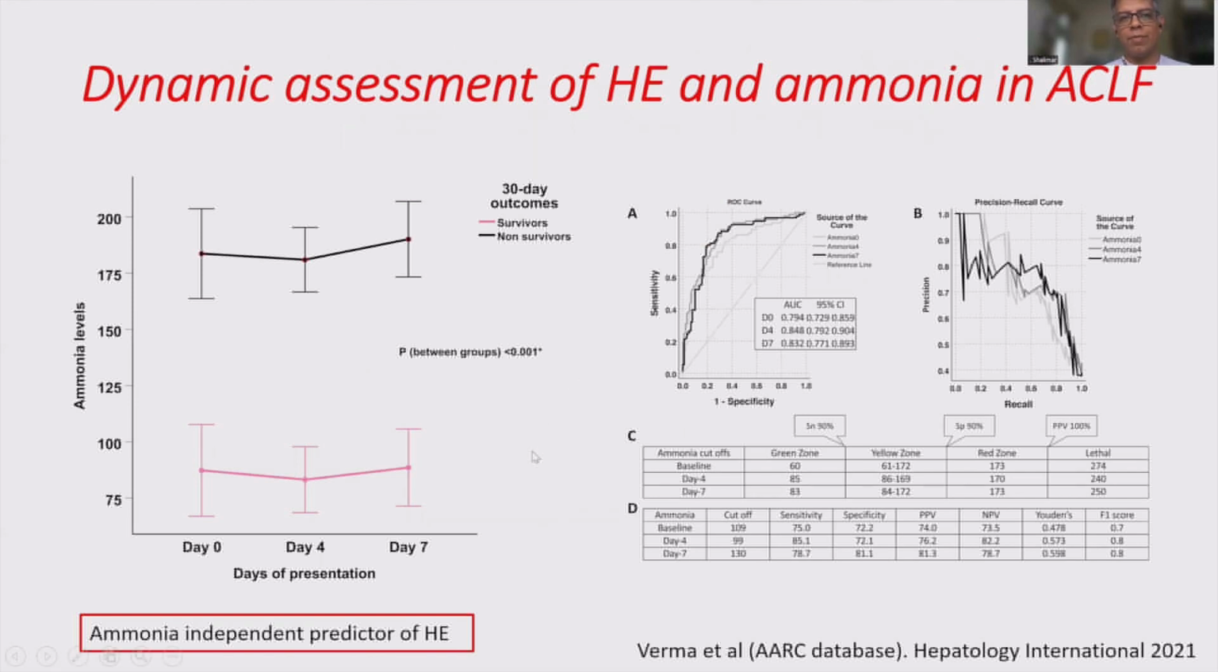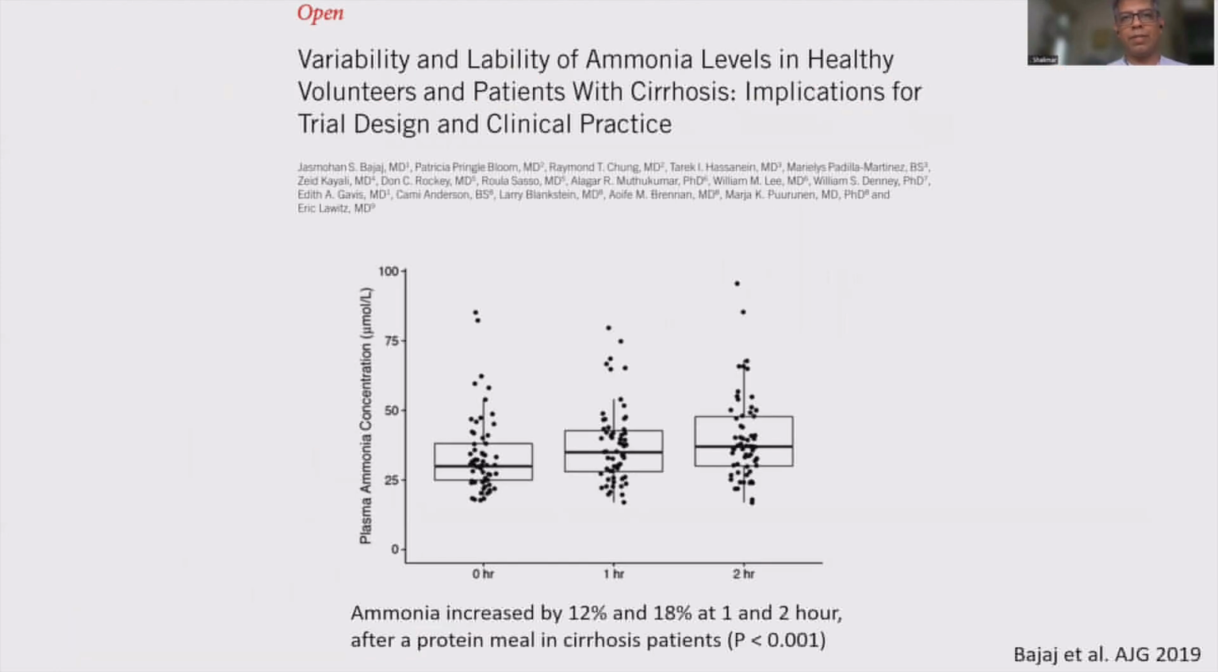And similar results have also been reported from the ARC database, suggesting the potential role of ammonia in predicting outcomes and as a predictor of hepatic encephalopathy.